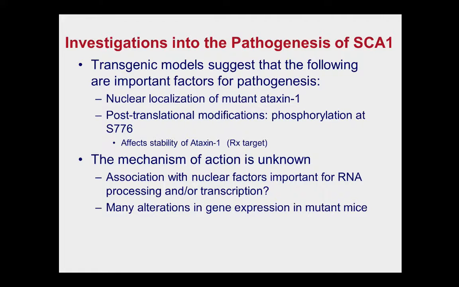So just to sum up the investigations in SCA1, transgenic models have been very important in our understanding to date. And there's a lot more I haven't talked about, particularly over the last 10 years, that I'm not dealing with today. But an important concept was nuclear localization of the mutant ataxin. Post-translational modification by phosphorylation is also very important, and that is important in the sense that it may be another targetable aspect of the disease.